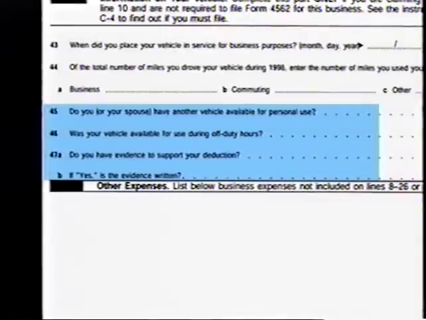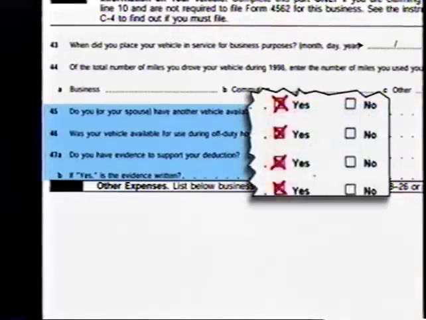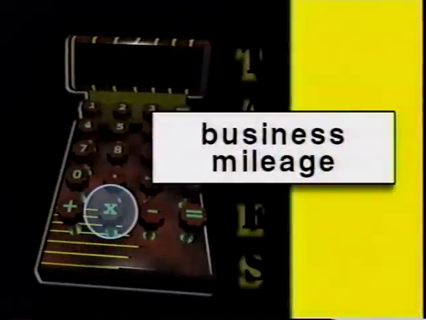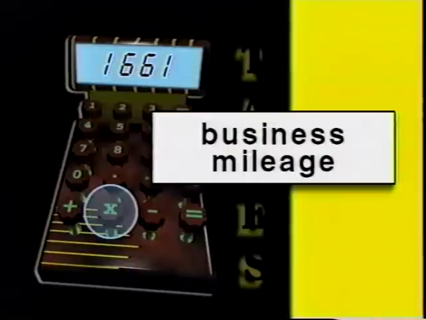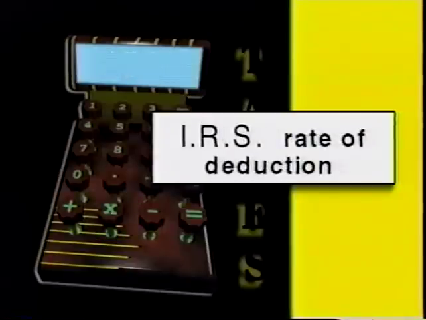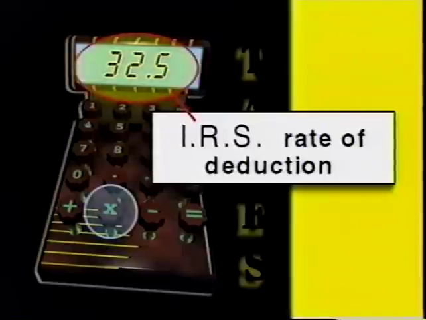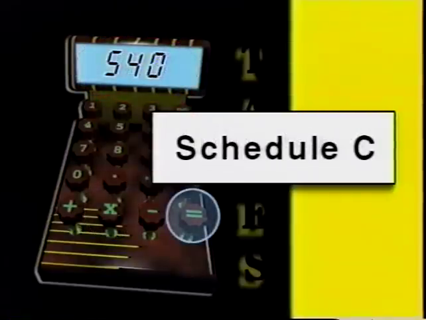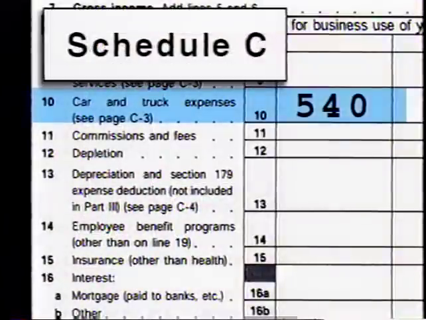Boxes 45 through 47 are self-explanatory. She marks yes for all of them. To get the deduction on line 10 of this schedule, we multiply Vicky's business mileage, 1,661 miles, by the IRS's rate of deduction, 32.5 cents. This rate is found in the directions of Schedule C. We write the result, $540, on line 10 of Schedule C.